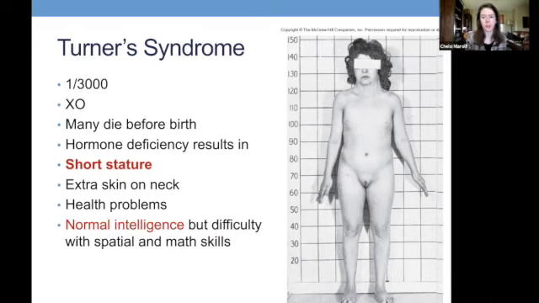So this one, normal intelligence, the difficulty with spatial and math skills, which I think kind of plays to the stereotype that men should be better at math. But it is a pretty common characteristic of someone with Turner syndrome. Fairly normal intelligence, but just issue in those couple of areas.